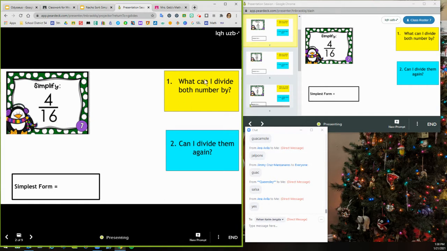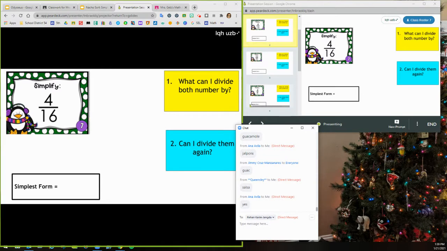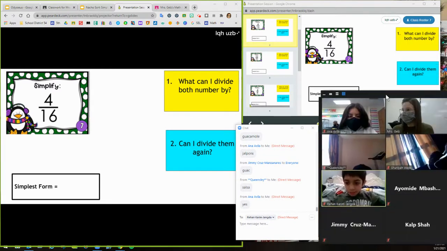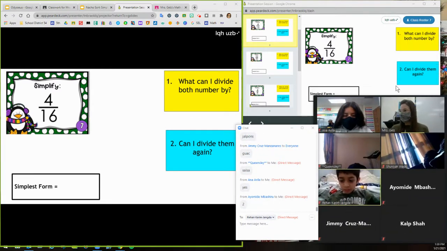So, I'm going to ask myself two questions. The first question I'm always going to ask myself is, what can I divide both numbers, the numerator and the denominator, by? Okay, my friends, looking for your suggestions. What suggestions do you have? What can I maybe divide my numerator and denominator by?